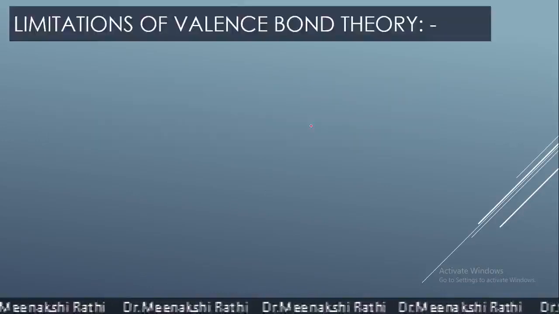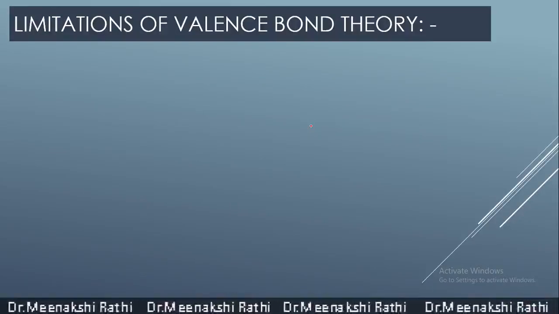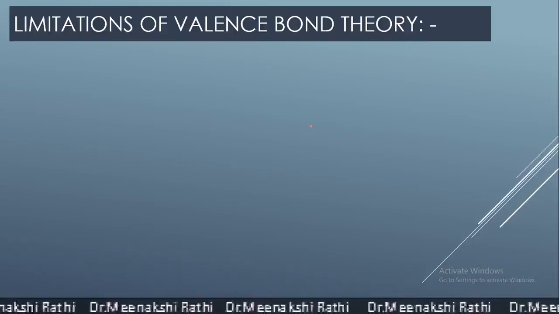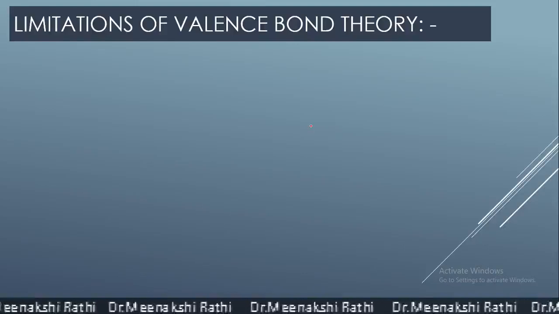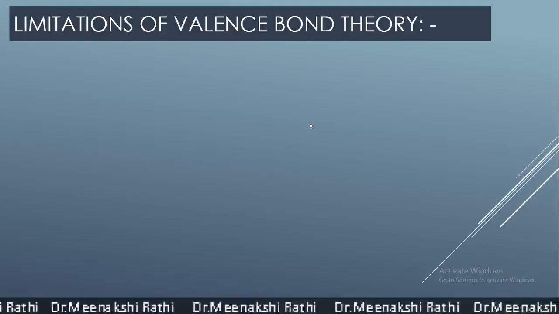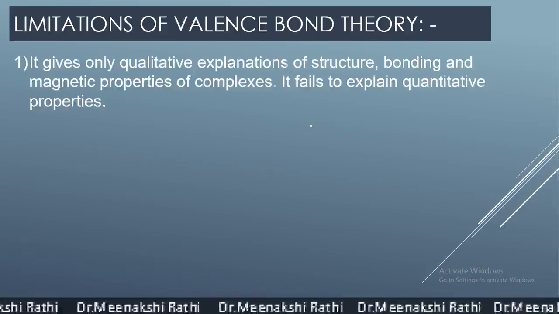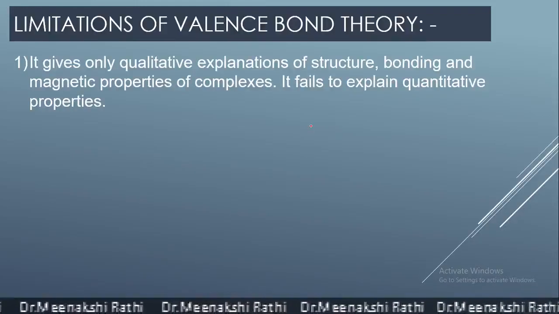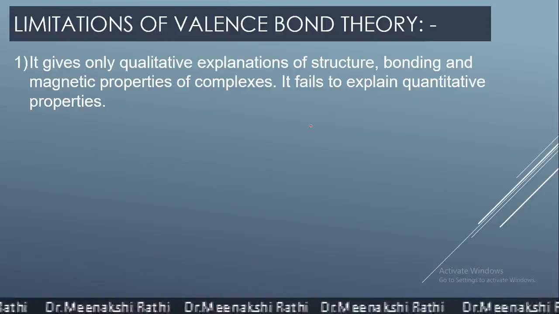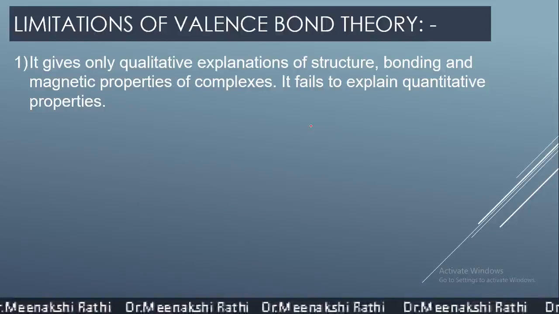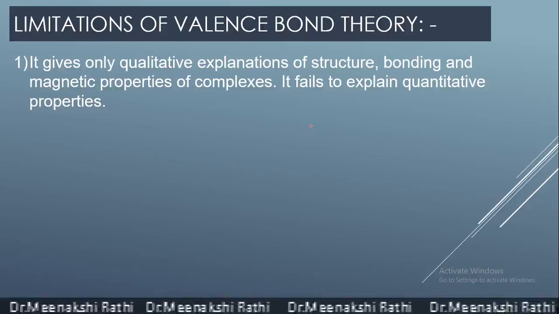Now, the last part of this chapter is the limitations of valence bond theory. We saw that valence bond theory nicely explains the hybridization and geometry of the molecule, but it still has the following drawbacks. First, it gives only a qualitative explanation of structure, bonding and magnetic properties of complexes. It fails to explain quantitative properties.